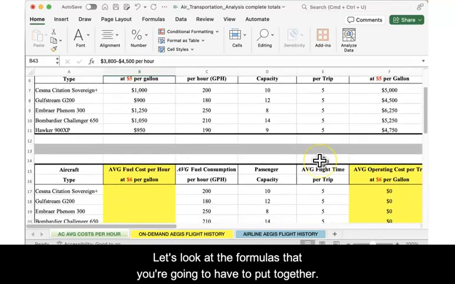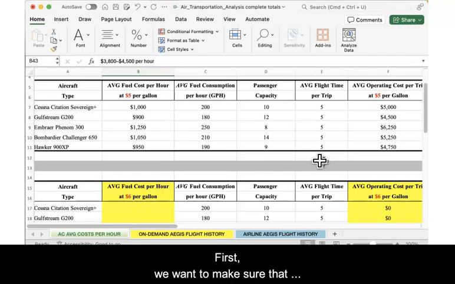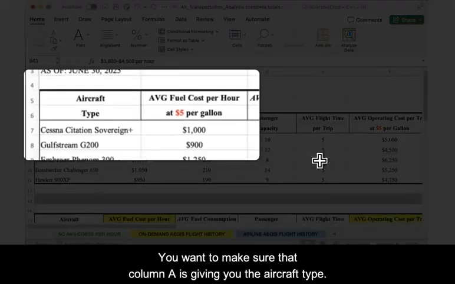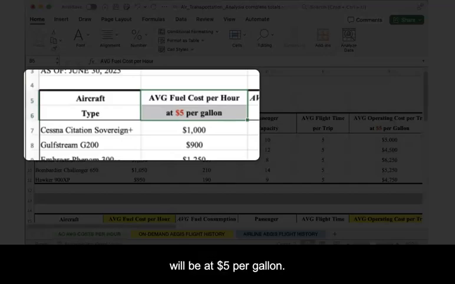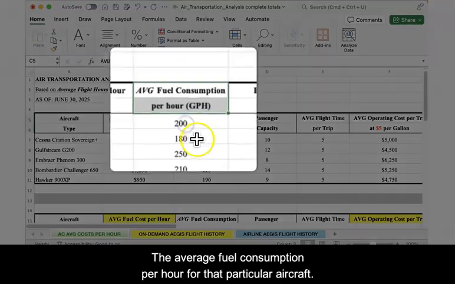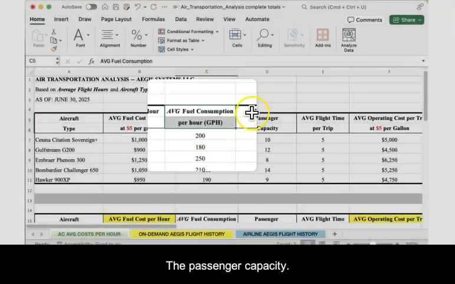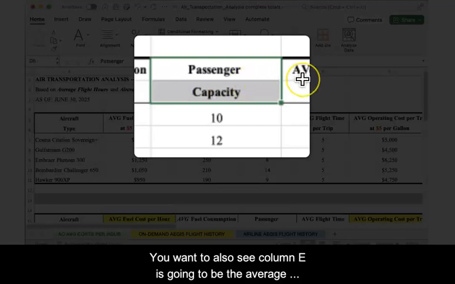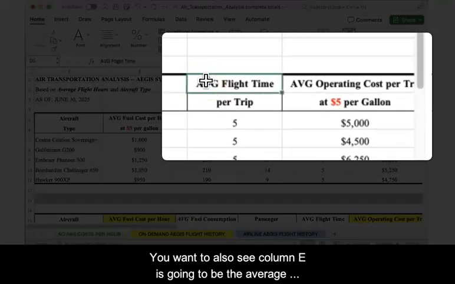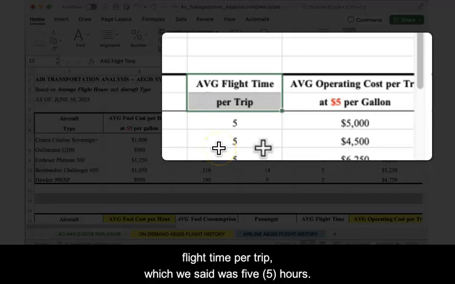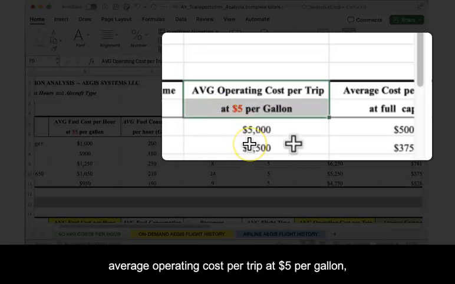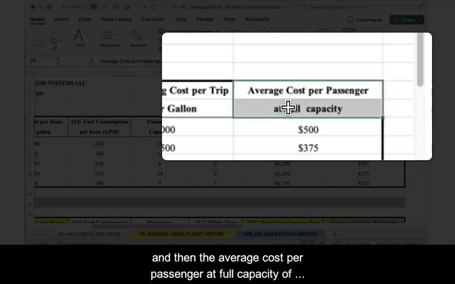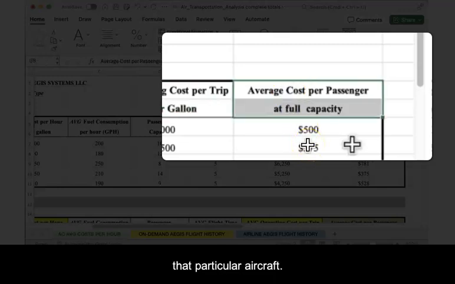Let's look at the formulas that you're going to have to put together. First, we want to make sure that you have the columns correct. You want to make sure that column A is giving you the aircraft type. In column B, the average fuel cost per hour will be at $5 per gallon. Then the average fuel consumption per hour for that particular aircraft, and the passenger capacity. Column E is going to be the average flight time per trip, which we said was 5 hours. Column F is going to be the average operating cost per trip at $5 per gallon, and then the average cost per passenger at full capacity of that particular aircraft.